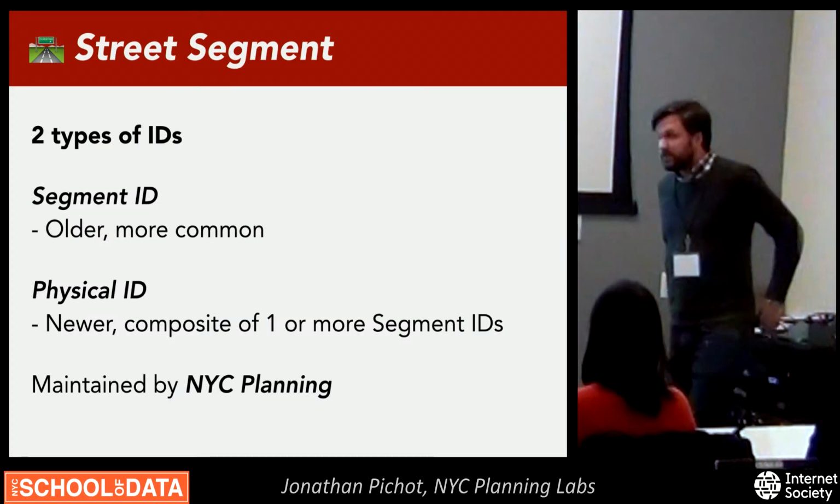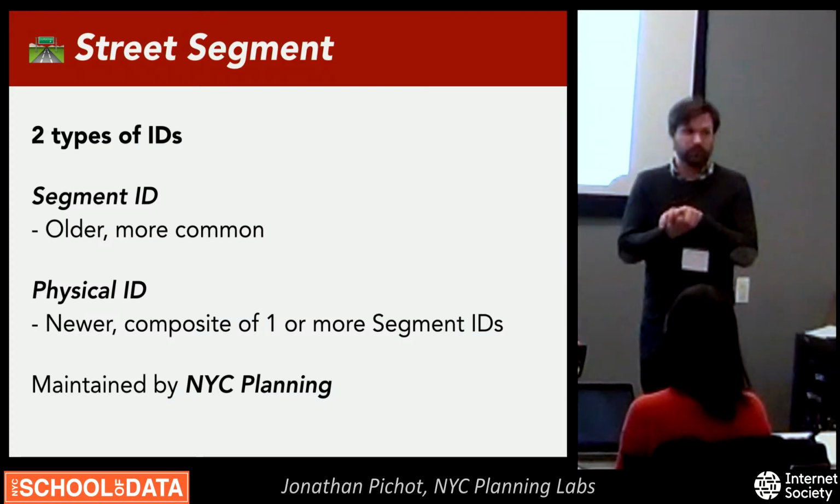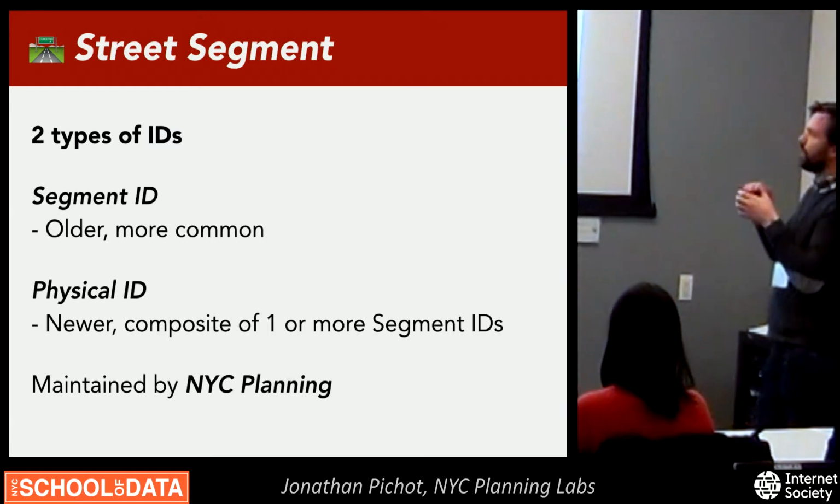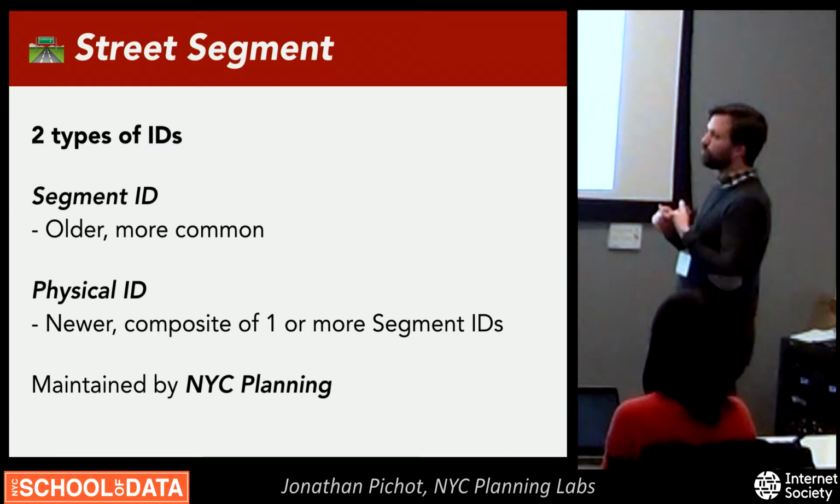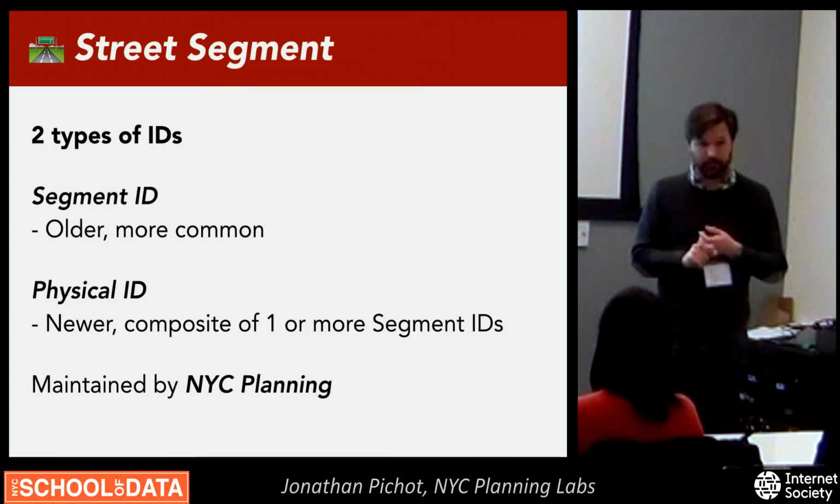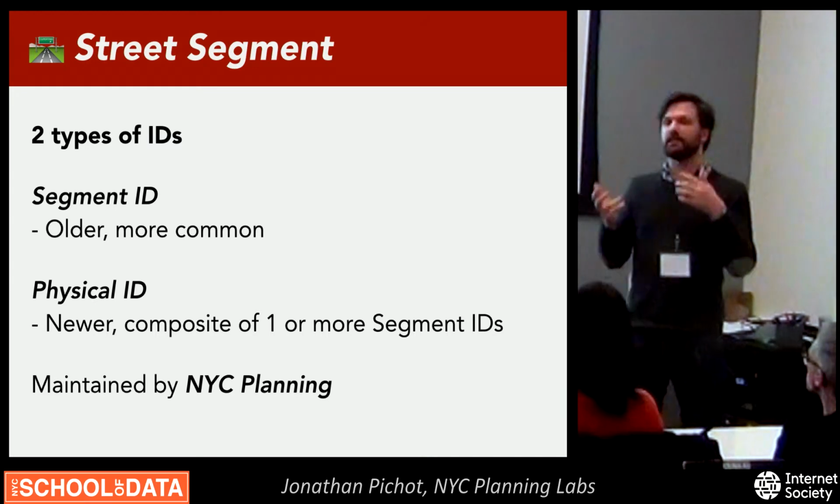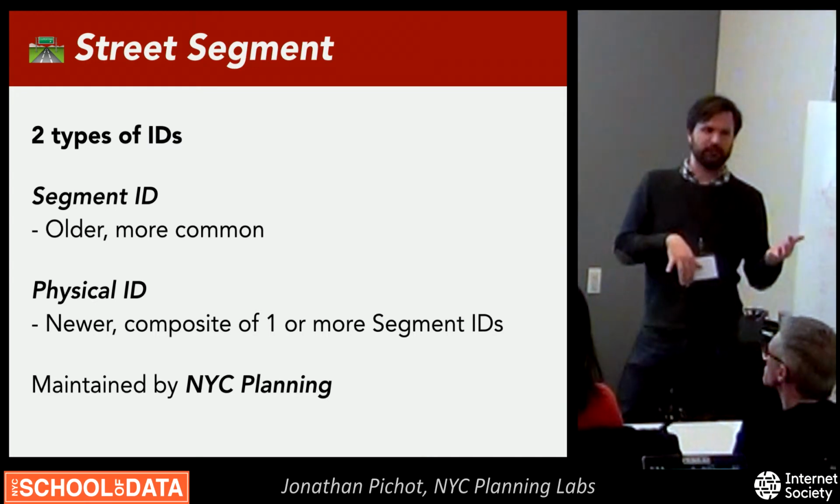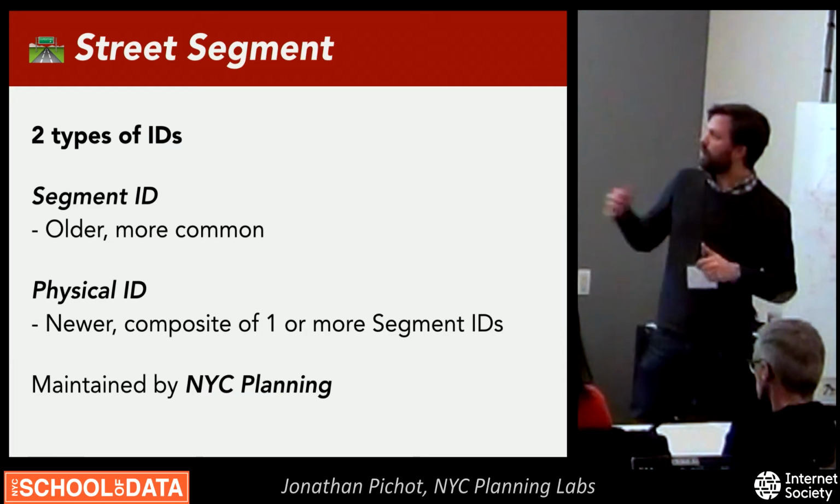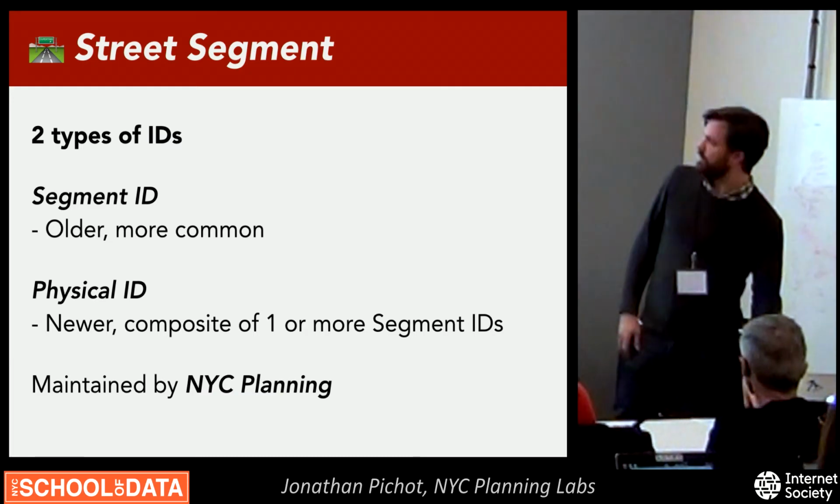So there are two primary types of street IDs. One is called a segment ID, which is older and more common. You're going to see it a little bit more in the open data. And one is called a physical ID, which is newer, and it's actually a composite of one or more segment IDs. I'll show you why that's the case. And these are primarily maintained by City Planning.